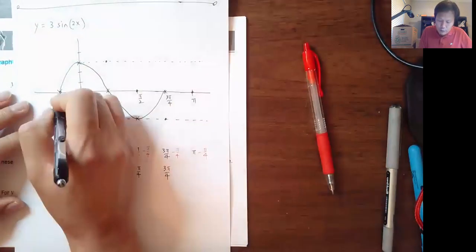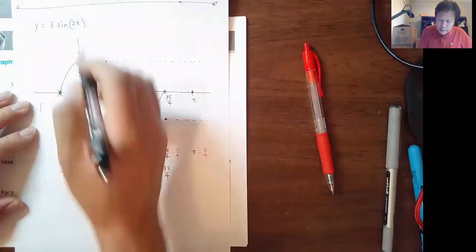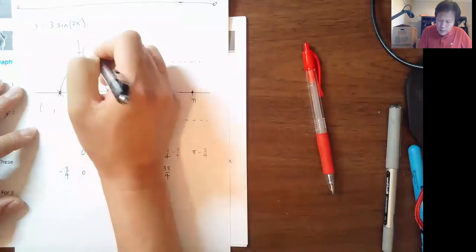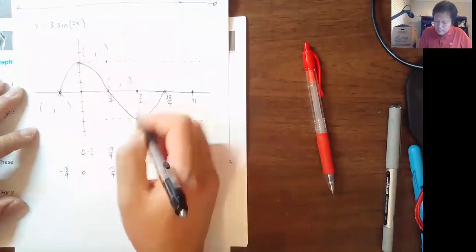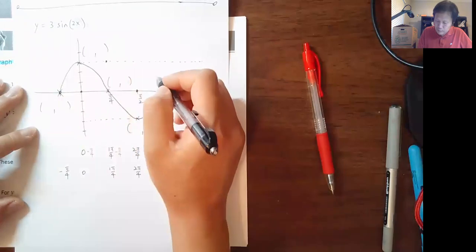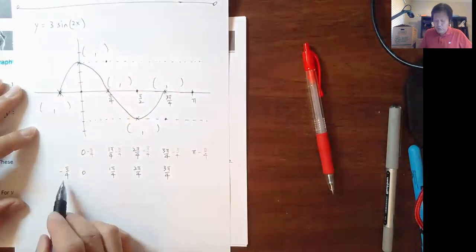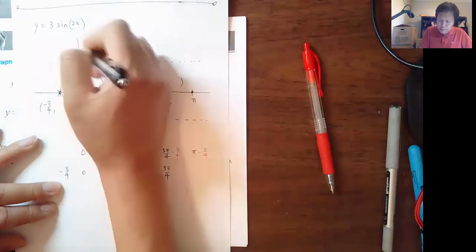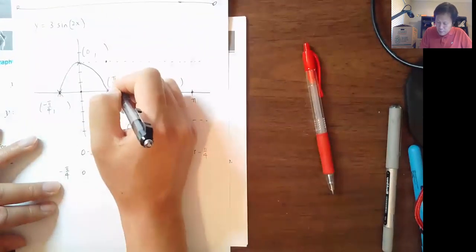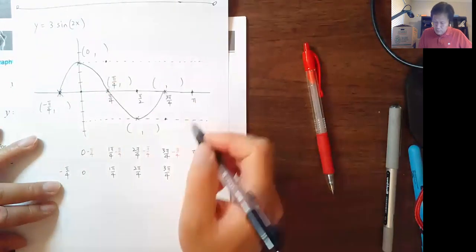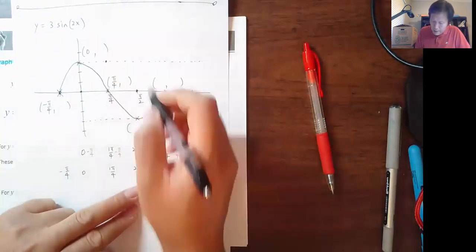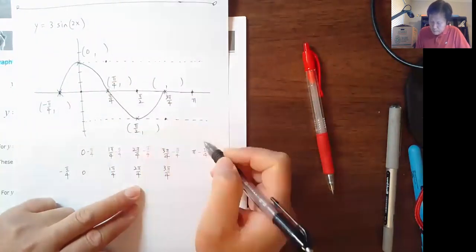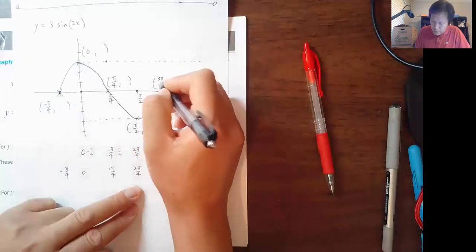So be careful when you write the coordinates. You do need to write the coordinates. You're using these: minus pi 4th, 0, pi 4th, pi half. That's over 3 pi 4th.